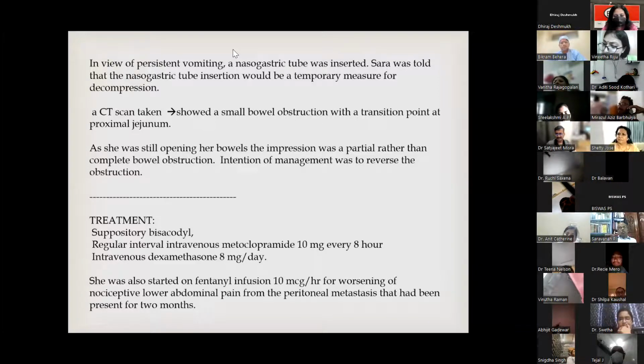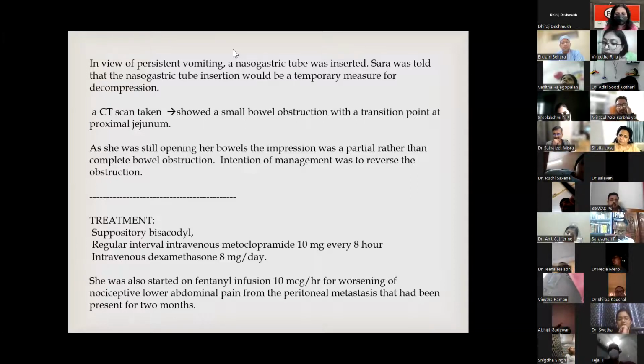Well, she did say that she is having pain. Here it reads she was started on fentanyl infusion for worsening of nociceptive pain. Well, in this particular context, she was having vomiting about 3 to 4 episodes per day later on, and the vomitus was bilious. I might wait before I start morphine because she didn't actually complain of pain as such over here. So I'm just going to wait a bit. If there is severe pain, definitely I would think about it.